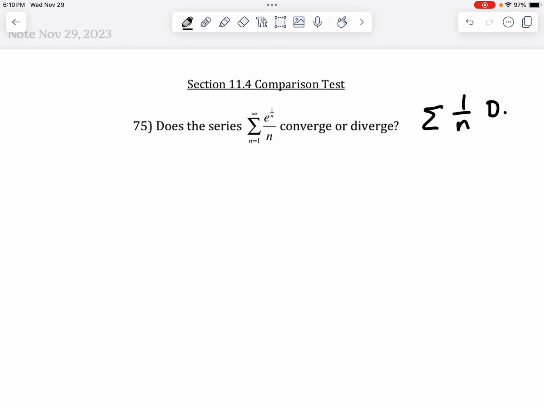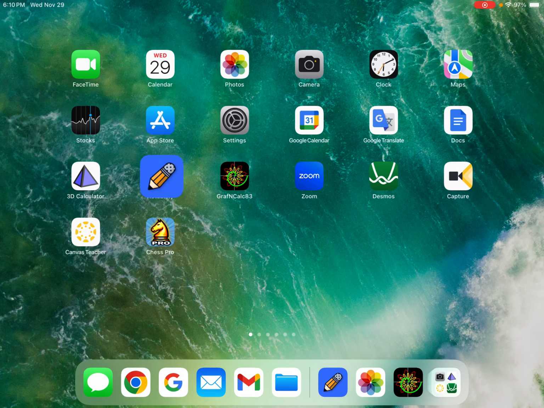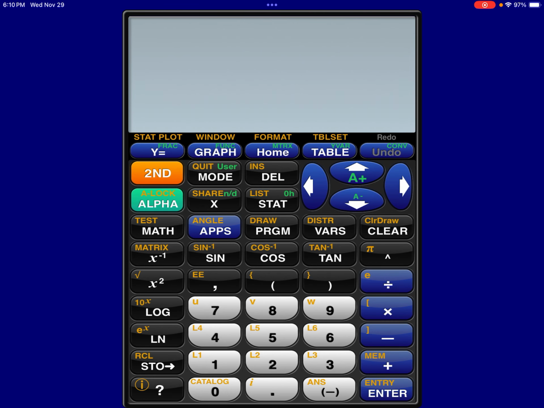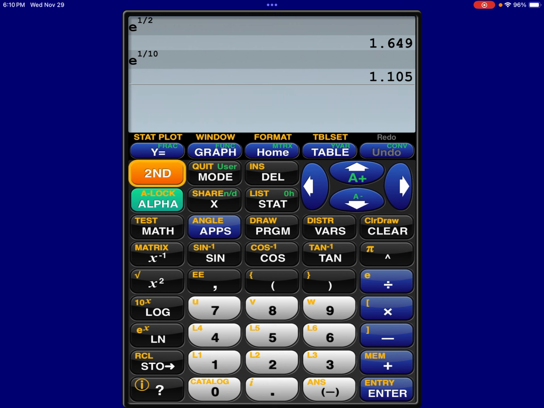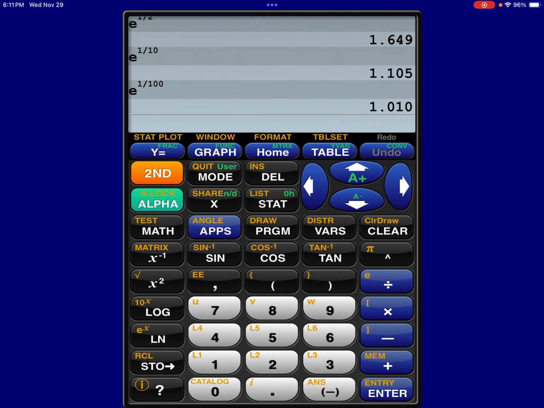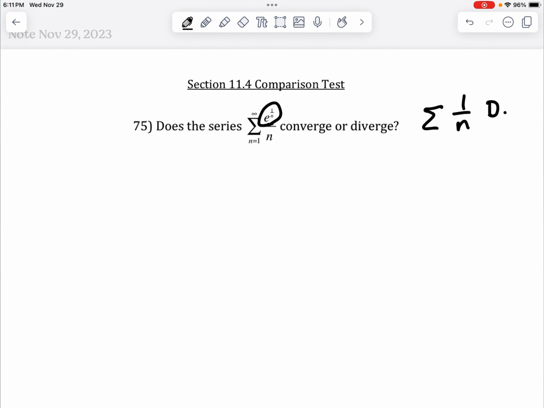So what I'm going to do now is just take this e thing and put it in the calculator and see what that is. For example, if you have e to the 1 divided by 2, that's not a very big number. What if you have e to the 1 divided by 10? It's actually getting smaller, it's getting close to 1. So it looks like the e thing on the top is getting close to 1. As n goes to infinity, the top is basically becoming a 1.